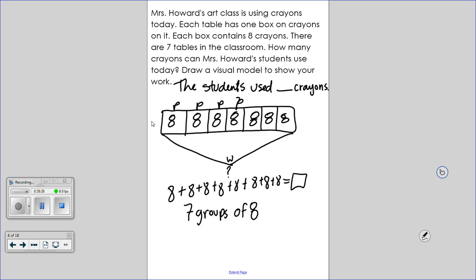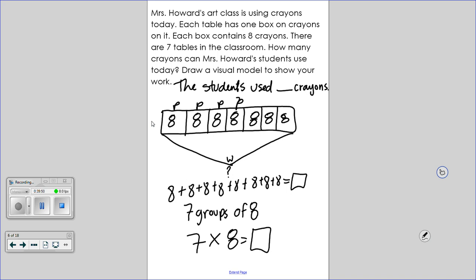I had 7 groups of 8. 7 skip counts of 8. And if I put that into a multiplication equation, 7 groups of 8, that's 7 times 8.